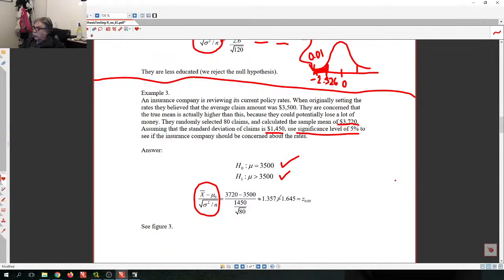Downstairs, again, you have this guy. I always write that in the form before you take a radical. But once you take a radical, it's going to be 1,450 over the radical of 80, the sample size. Okay, so we are now calculating this, and you get 1.357.